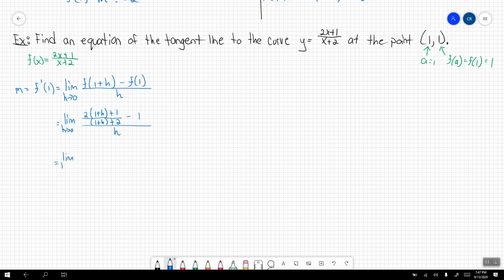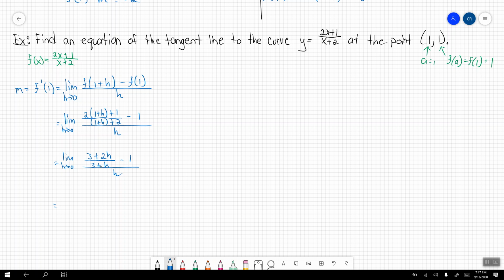So the limit as h is approaching 0. My numerator for my complex fraction, I'm going to distribute. And that's going to be 2 plus 2h and then plus 1. So that's going to be 2 plus 1, which is 3. So that's 3 plus 2h all divided by 2 plus 1, then that's going to be 3 plus h. And then I have a minus 1 all divided by this constant of h. Okay, so let's keep going.